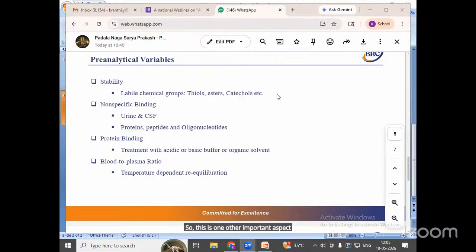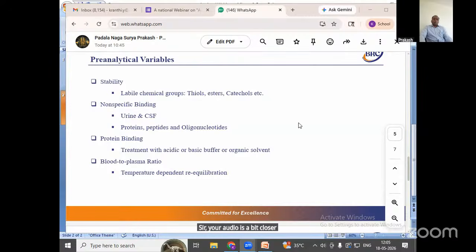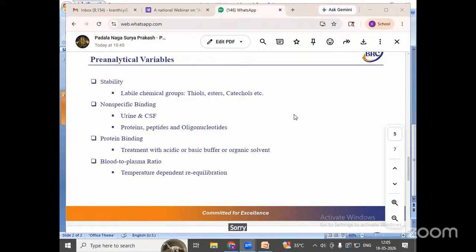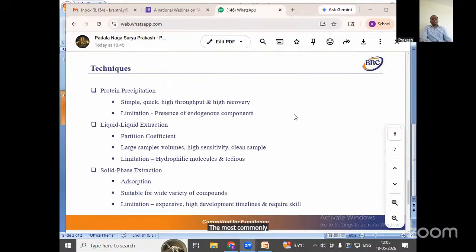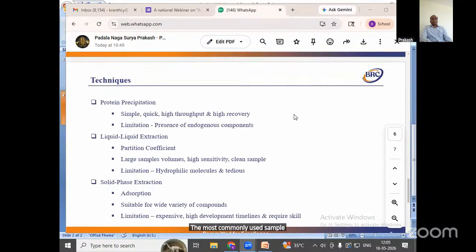Sir, your audio is a bit low, sir. So can we go to the last slide? Sir, your audio is a bit low. The most commonly used sample preparation techniques. Sir, your audio is low.